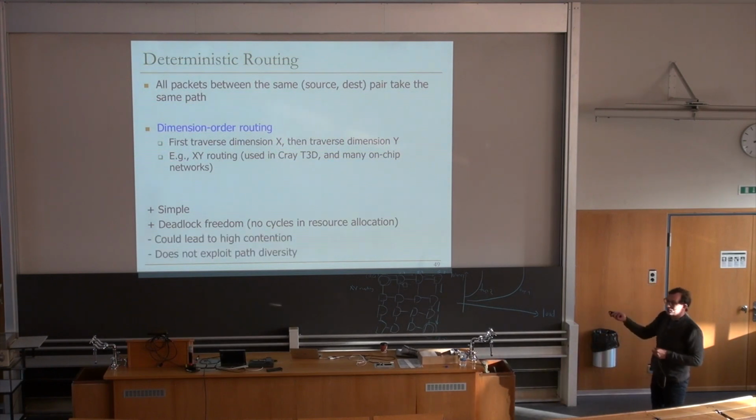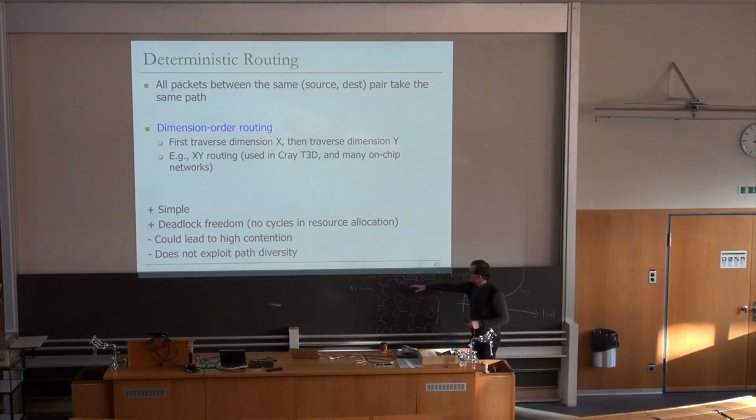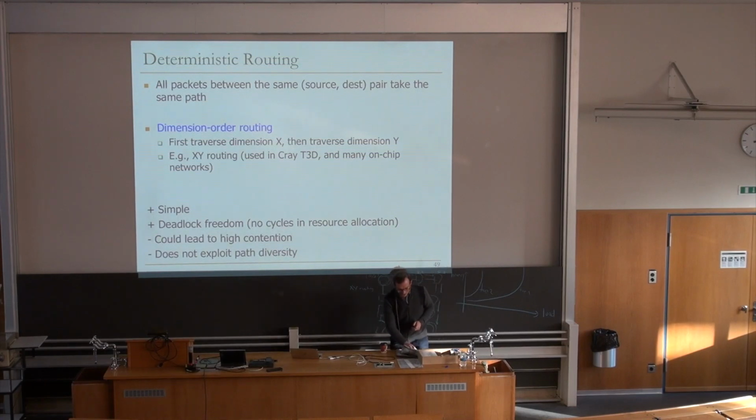So the downside of deterministic routing is it could lead to high contention, as we've discussed, right? Basically, everybody along this route takes exactly the same route, even though there's so much path diversity in the network, in case of a mesh over here. Essentially, it doesn't exploit path diversity. These are related. It could lead to high contention because it doesn't exploit path diversity.